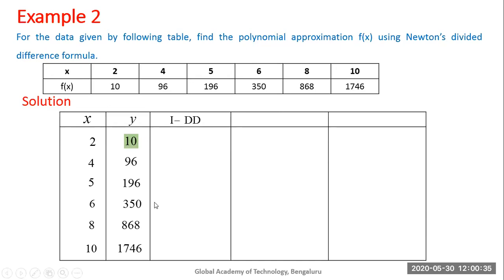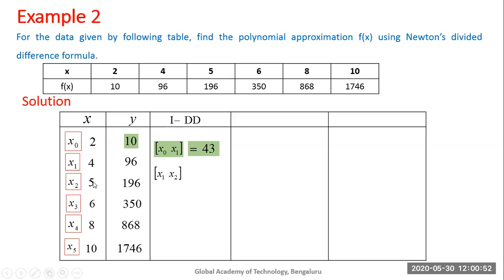So construct the first divided difference. Once again, write down the notation x naught, x1. It is 96 minus 10 divided by 4 minus 2. So we get 43. Next, 196 minus 96 divided by x2 minus x1. We get 100. Then 350 minus 196 divided by x3 minus x2. We get 154 and so on.